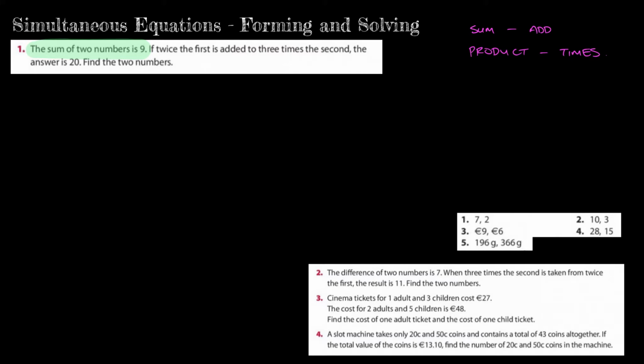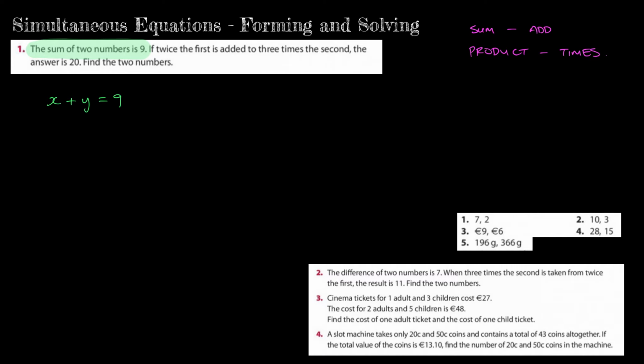So that means that two numbers added together gives us 9. So x plus y is equal to 9. So that's taking two numbers and adding them together. The two numbers, I don't know what value they are, so I'm just going to call them x and y. When I add them together, I get 9.